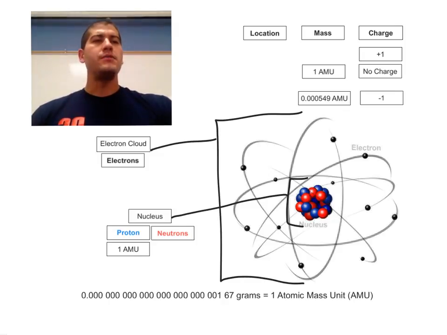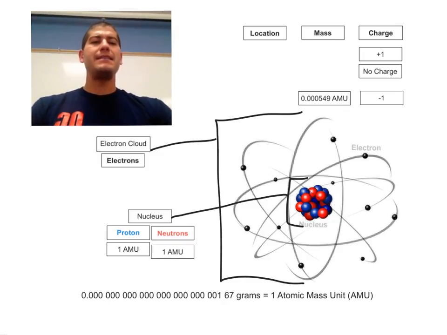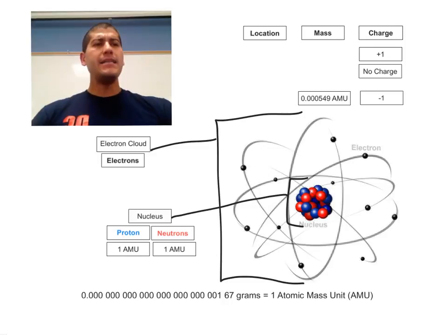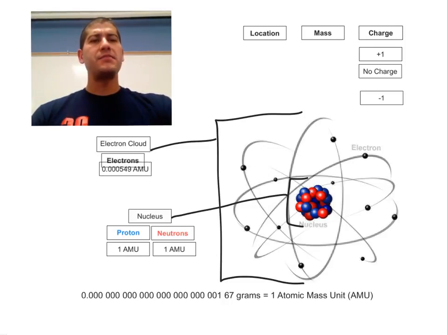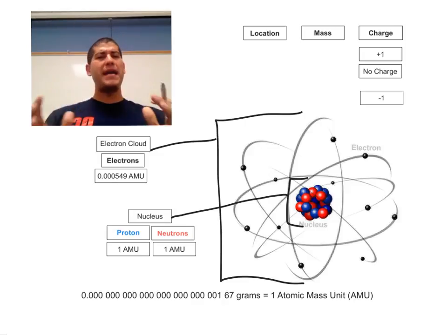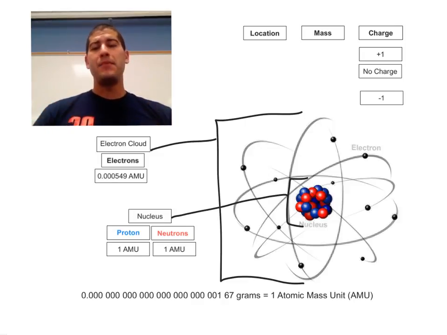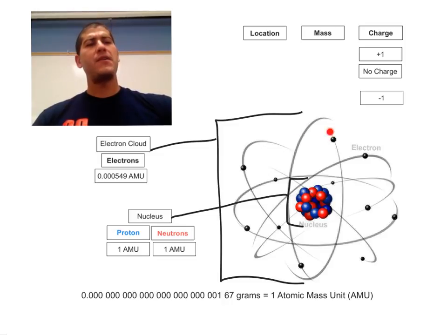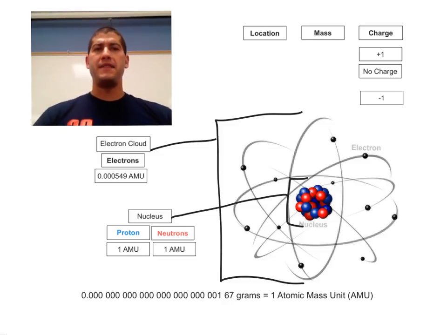Incidentally, neutrons are almost exactly the same size as protons. So protons and neutrons both have a mass of 1 AMU. Electrons are much, much smaller. Their mass is only a tiny fraction of 1 AMU, which is already such a tiny number that really the mass of an electron is insignificant. We don't count their weight towards the weight of the atom.